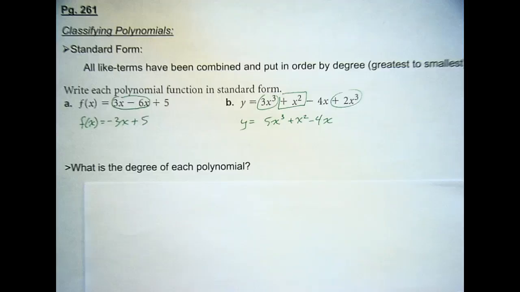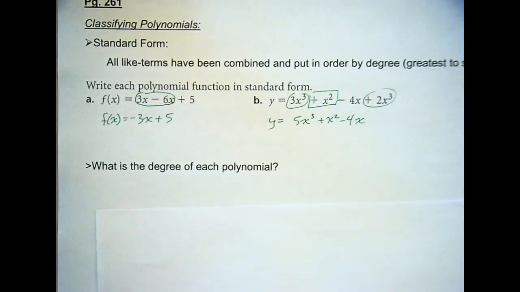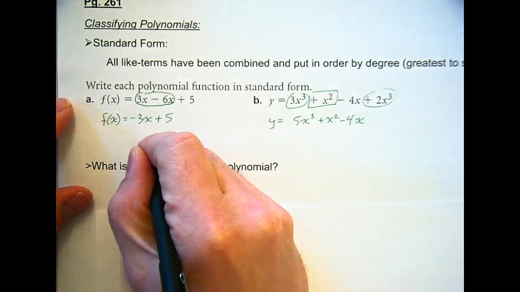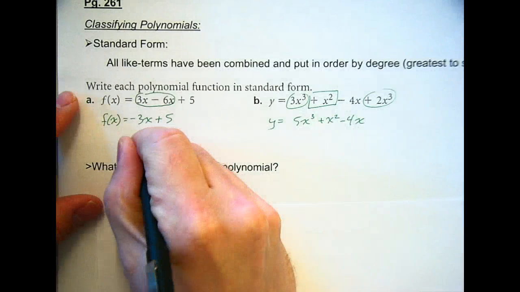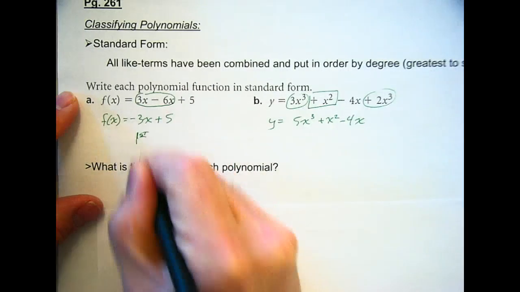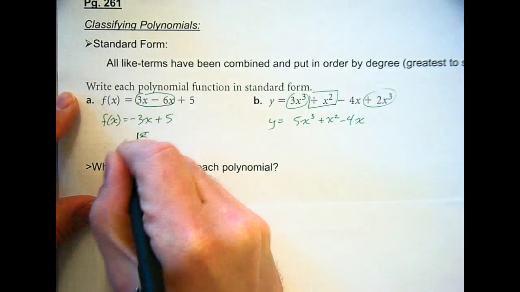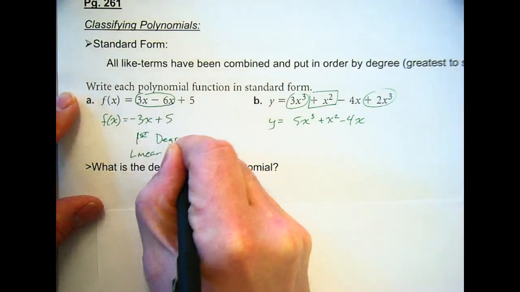All right. What's the degree of each of those? Go ahead and tell your neighbor. Third, second, first. Okay, so degree here is? First degree. What's another name for first degree? Linear. Okay? First degree, also known as linear.